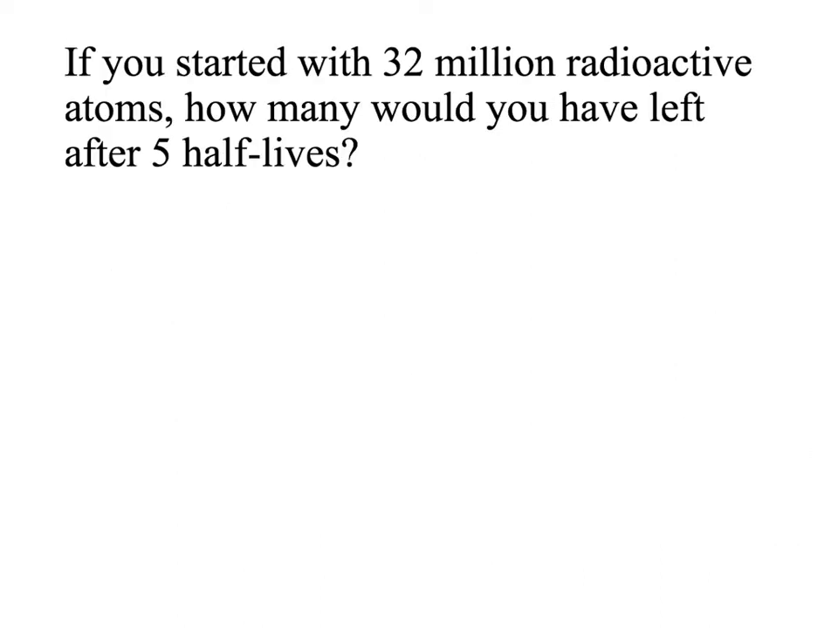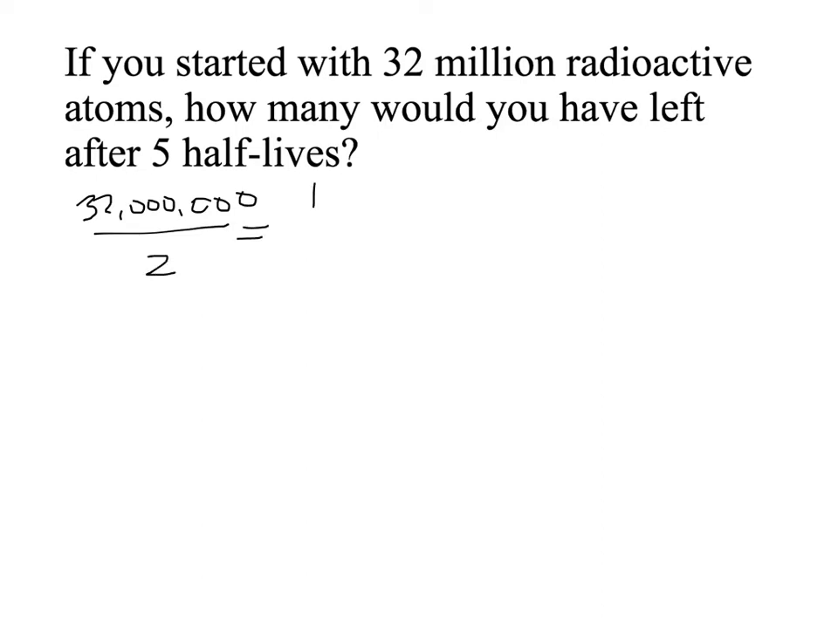Alright, in this problem we don't really need to use that formula because you'll notice that we have 32 million radioactive atoms. We want to know how many remain after 5 half-lives. So essentially what we have to do is take this number, the 32 million, and divide it in half 5 times. So we're going to cut it in half.